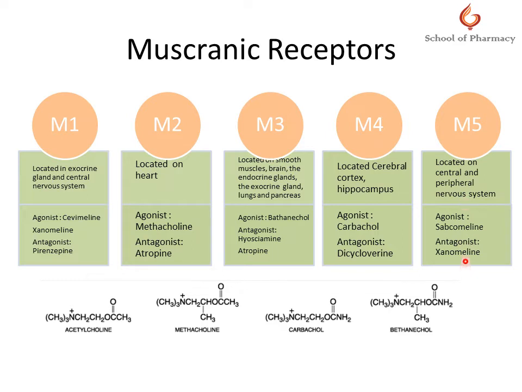Very interesting thing. I'm not contradicting myself. Just like I said that on M1 there is an agonist, xanomeline, and here it is an antagonist, xanomeline. This is the exception where xanomeline is an agonist for M1 and also for M3, but it is the antagonist for M5. Actually, M4 behaves the same as M2, while M5 behaves like M3 and M1.